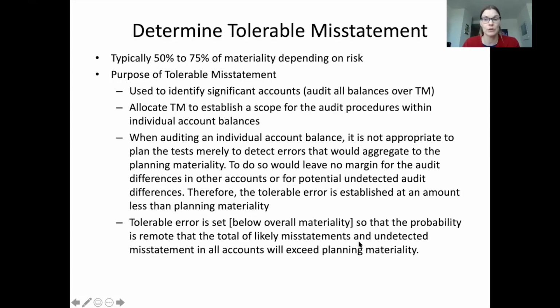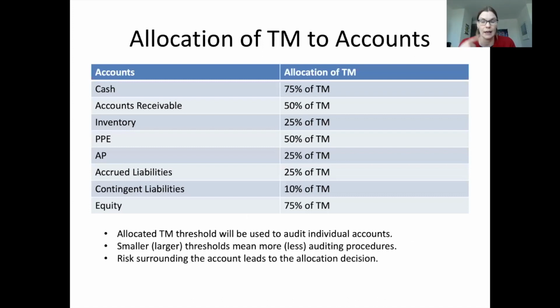Now, the next thing we use TM for is to allocate TM to establish a scope for audit procedures within individual account balances. All right, so the allocation of TM is what's going on this slide, and we have it in the workbook too, which I'll show you in a minute. But basically the idea is when I'm auditing cash, the threshold by which I decided to audit cash was TM. But when I'm looking at all the individual accounts inside cash, making it up, the threshold for those is going to be 75% TM or whatever I decide.